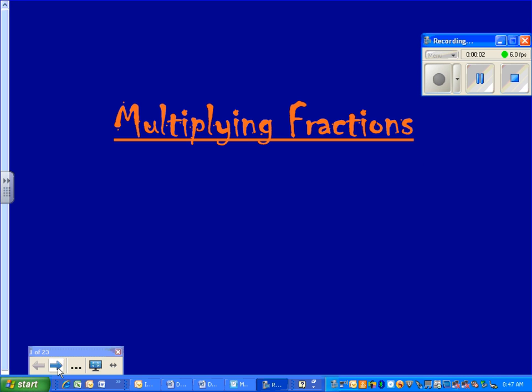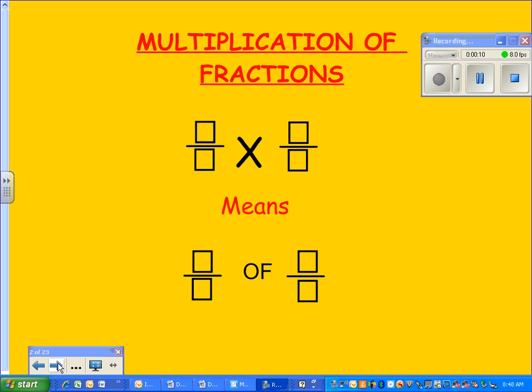Today I'm going to talk about multiplying fractions. Multiplying fractions is a pretty easy thing to do, and the hardest part of it is the simplifying. So we're going to talk a little bit about all of that.